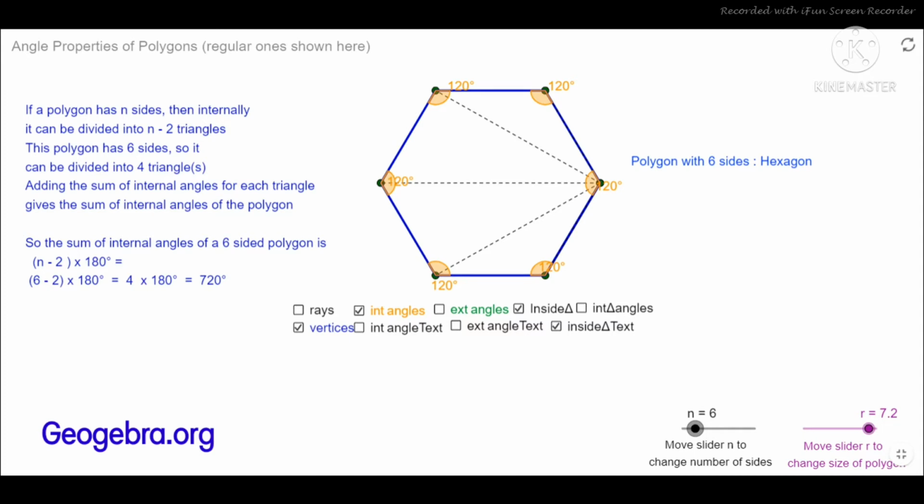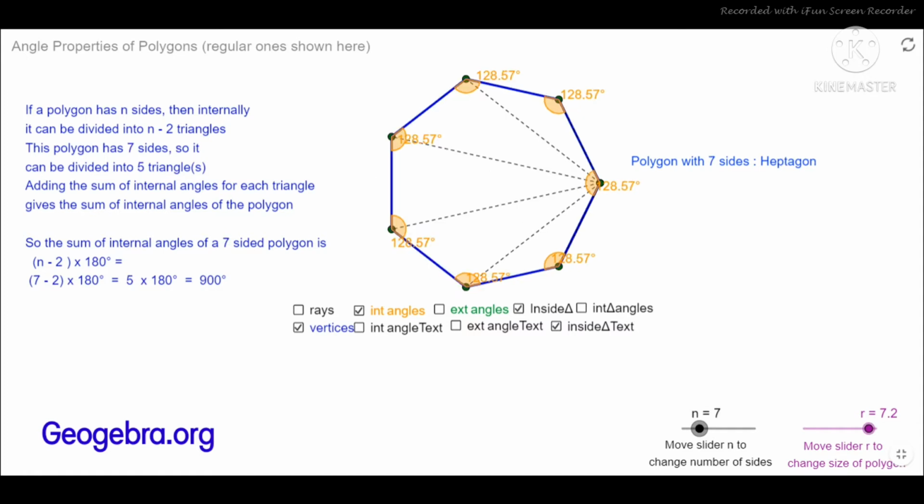So this polygon has 6 sides, so it can be divided into 4 triangles. 4 into 180, 720. Now 7 sides, 7 minus 2, 5. So it has 5 triangles. So for each triangle 180, 5 into 180, 900.